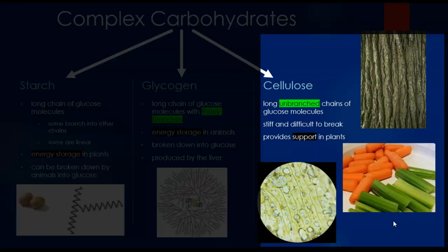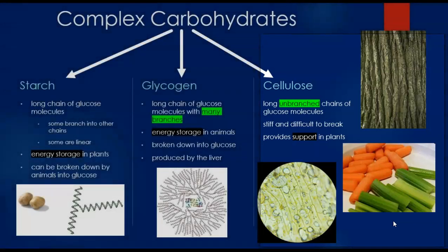Most animals cannot use cellulose as a source of energy because they don't have the enzymes required to break the bonds holding the molecules together. Cellulose, however, is still an important part of your diet. How can this be if you can't break it down for energy? Cellulose is sometimes called dietary fiber.